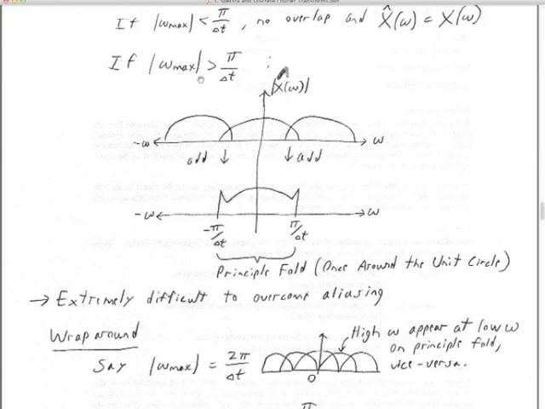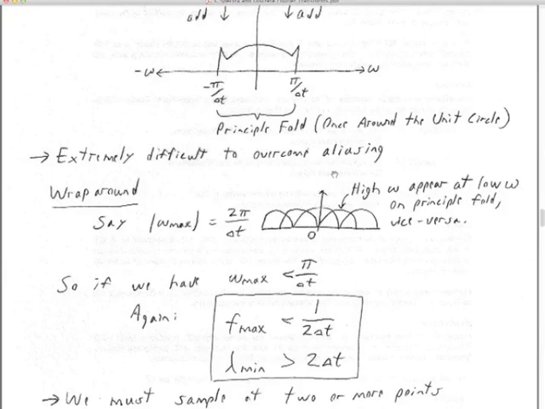If the absolute value of omega max is greater than pi over delta t, meaning there is energy at any of those higher frequencies, then these are overlapping. And if we just look in the principal fold, we're going to see something like this. And here's again why it's called wraparound, because the negative frequency part is pushing down in frequency here. If we look at the positive frequencies, it's pushing down, so it's adding to lower frequencies than we expected. This is a high negative frequency, and it's adding to a lower frequency. So that's why it's wraparound. Principal fold. Okay, misspelled.